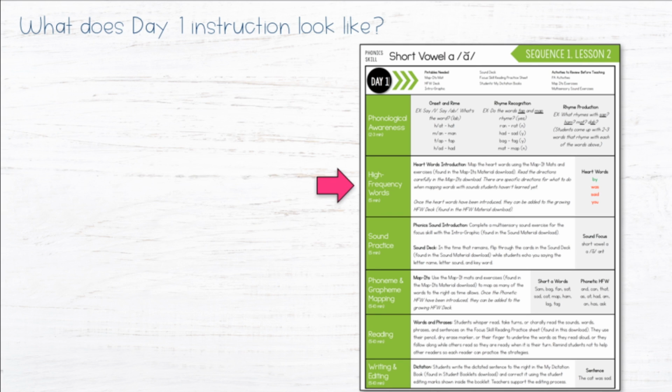The second part is you're going to explicitly teach high-frequency words that will be in the decodable reader.